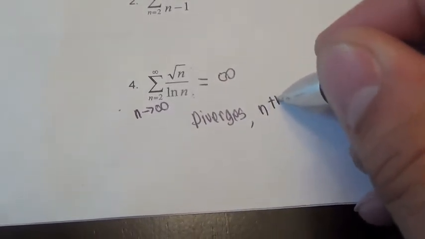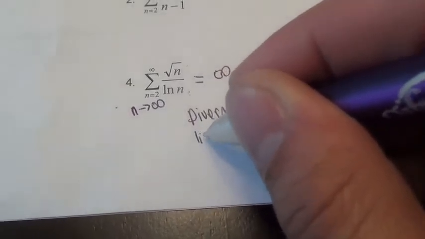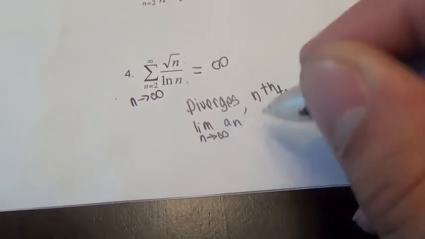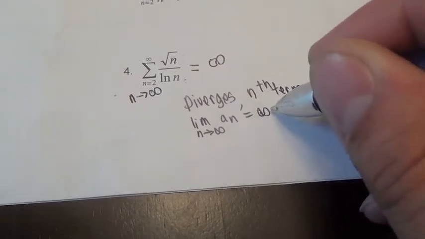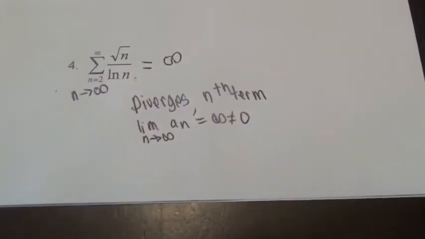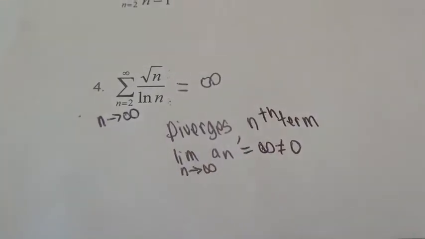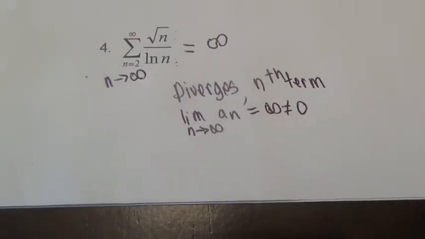You would say, by the nth term test, the limit as n approaches infinity for our general term is infinity, which obviously is not 0. So the nth term test still works as long as it diverges. If our limit is infinity, then for sure our series is going to diverge. You're done. You can go on to the next problem.